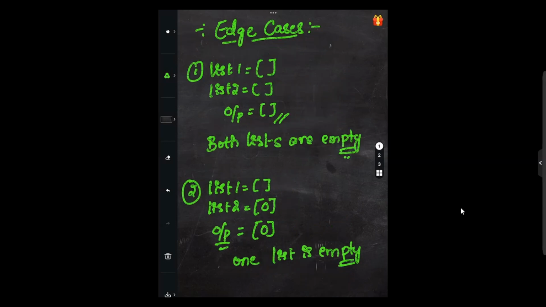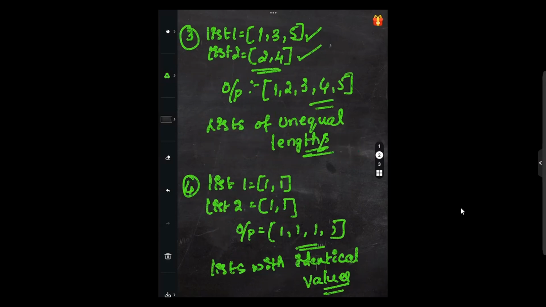So here you can clearly see the edge cases we have discussed: when both lists are empty, when one list is empty, lists of unequal lengths, and lists with identical values. I hope all four edge cases are clear. Next, let's start writing the code.